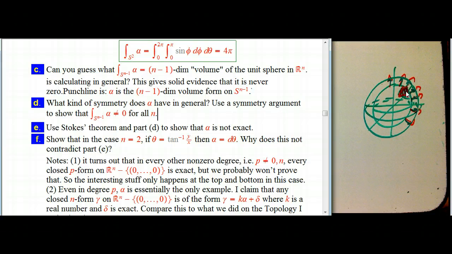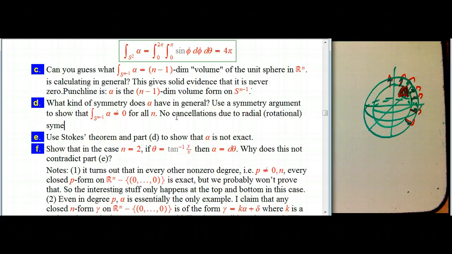So clearly we're not going to get just 0 everywhere from the contribution here. And the only way this integral could be 0 is if there were positives and negatives canceling out. And that's not going to happen because they're all the same. It's all symmetrical. Okay, so no cancellations due to radial or full rotational symmetry. In other words, symmetry in all directions. So a non-zero integral.